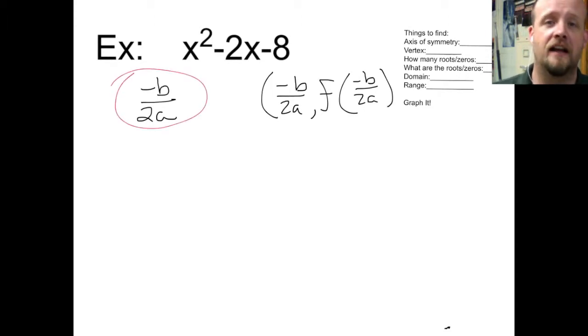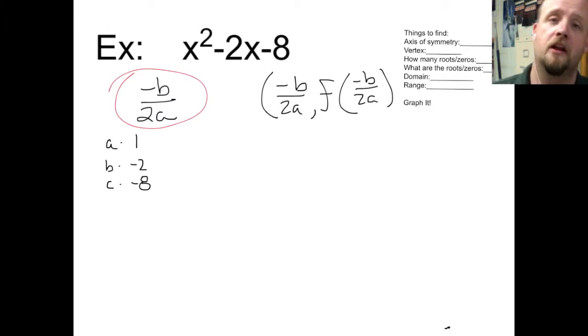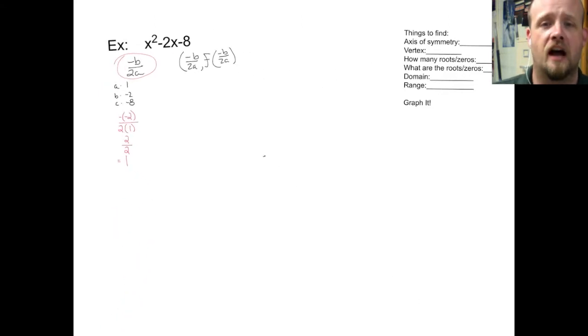Let's start by finding the axis of symmetry. To do that, we need to identify our three important values, a, b, and c. For this function, a is 1, b is negative 2, and c is negative 8. Plugging these into our formula for the axis of symmetry, we get the negative of negative 2 divided by 2 times 1. The negative of negative 2 is positive 2, and 2 times 1 is 2, so 2 divided by 2 is 1.